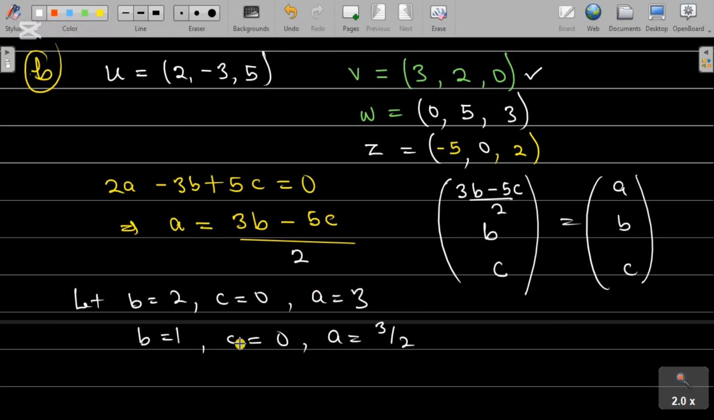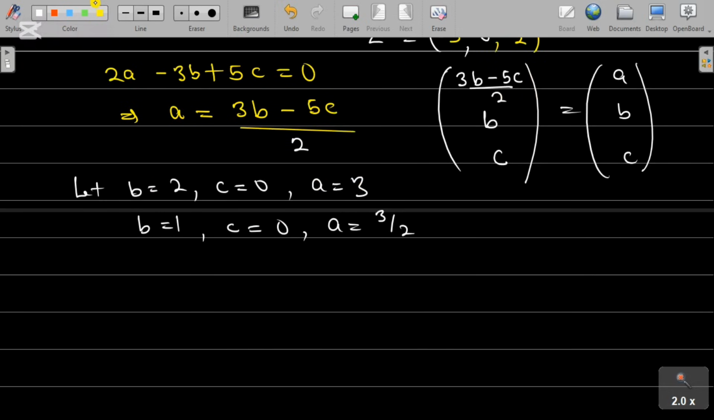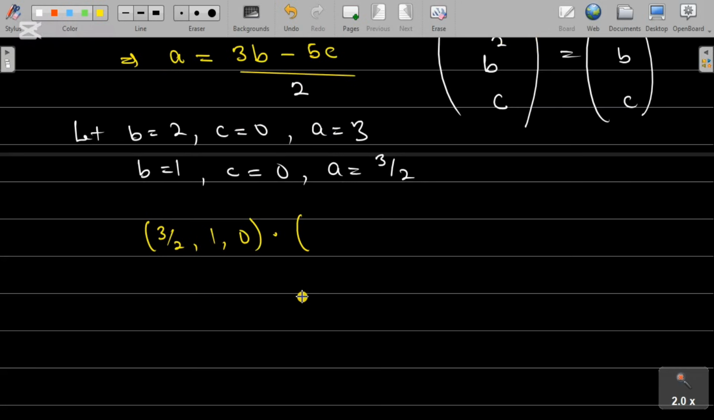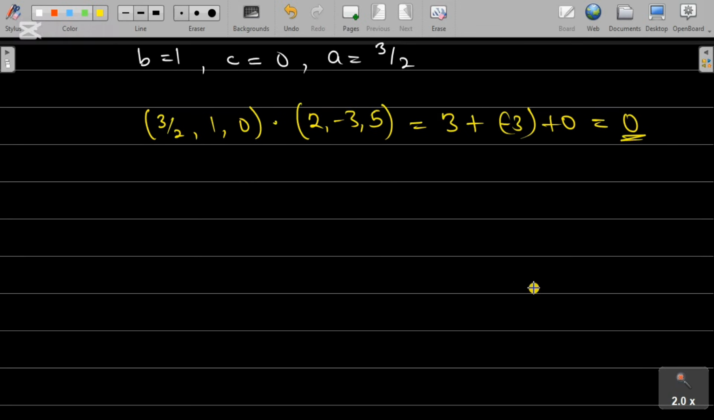We've already checked the first one, so we can check the second one and then we'll move on. In checking the second one, what we want to do is take (3 over 2, 1, 0) dot product with the vector you were given, which is (2, -3, 5). So let's take that dot product. 3 over 2 times 2 will give you 3. Then plus 1 times -3 will give you -3. And then 0 times 5 will give you 0. Of course, if you add all of this, you are going to get 0. So it's very obvious and very easy to see.